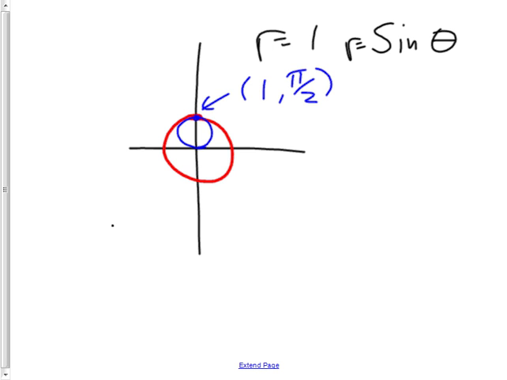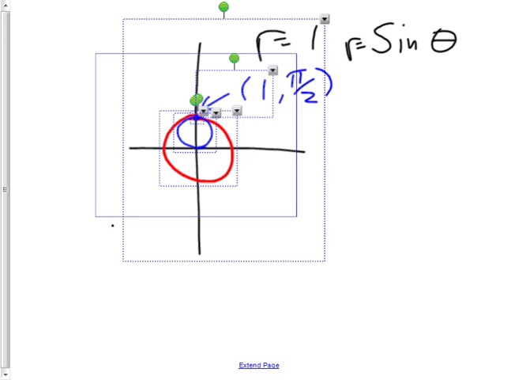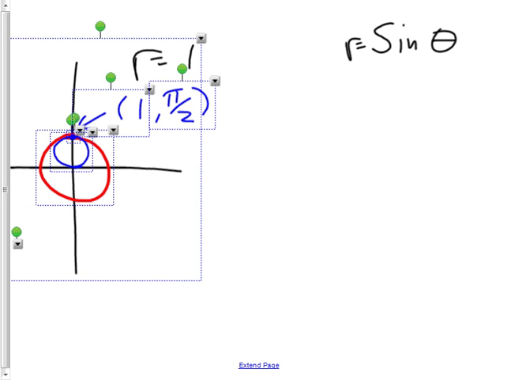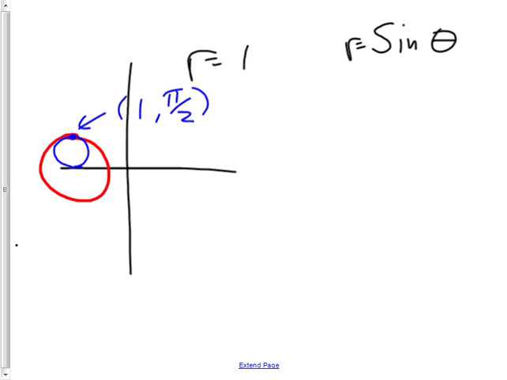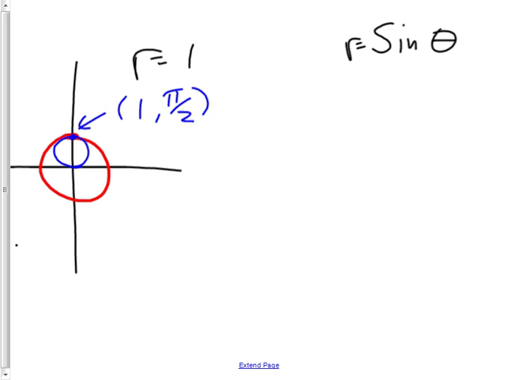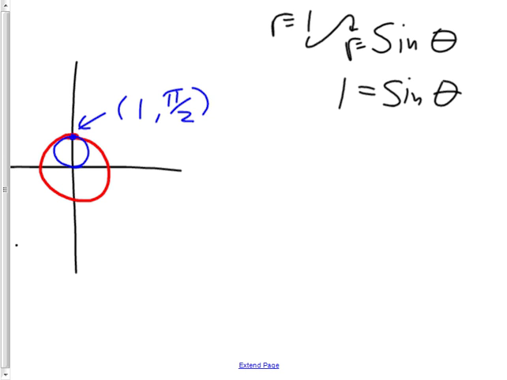Now, could you have done this without the graph? Absolutely. I think you had an idea on how to do that. Tell me what you would have done algebraically, because you're not going to have a graphing calculator, so don't depend on that way. Because r is 1. Exactly. Do you get if r equals 1 and r equals this, then this 1 could go right there? 1 equals sine theta. And you just figure out what theta has to be.